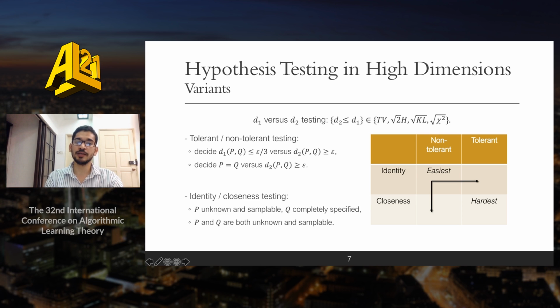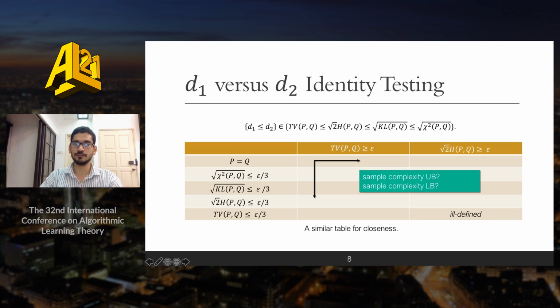Then we also have a variant, identity versus closeness testing. In the identity testing problem, P is assumed to be unknown, but Q is completely specified. In closeness testing, P and Q are both unknown and sampleable. So if we make a matrix out of these 4 choices, we'll see that the identity and non-tolerant problem is the easiest of the 4, and the closeness and tolerant problem is the hardest of the 4.